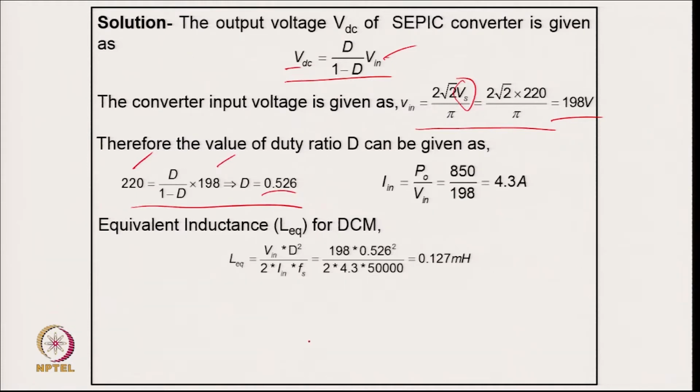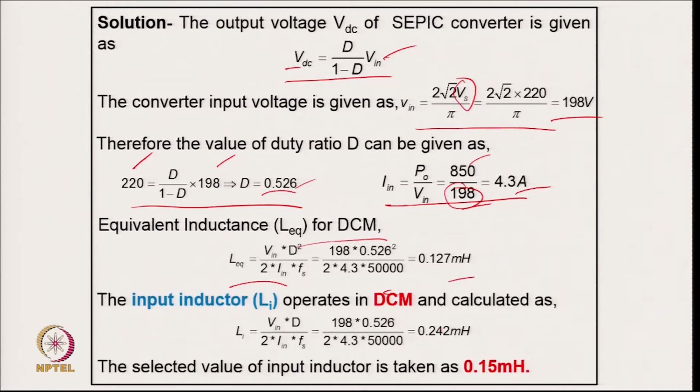It means it is operating in boost mode, because this duty cycle is above 0.5, and then we can find the input average current from the power and input average voltage. It comes to 4.3 ampere, and for DCM we can find the equivalent inductance for this converter, which comes to 0.127 millihenry. Then we can find the input inductor for discontinuous conduction mode, which comes to 0.242 millihenry.